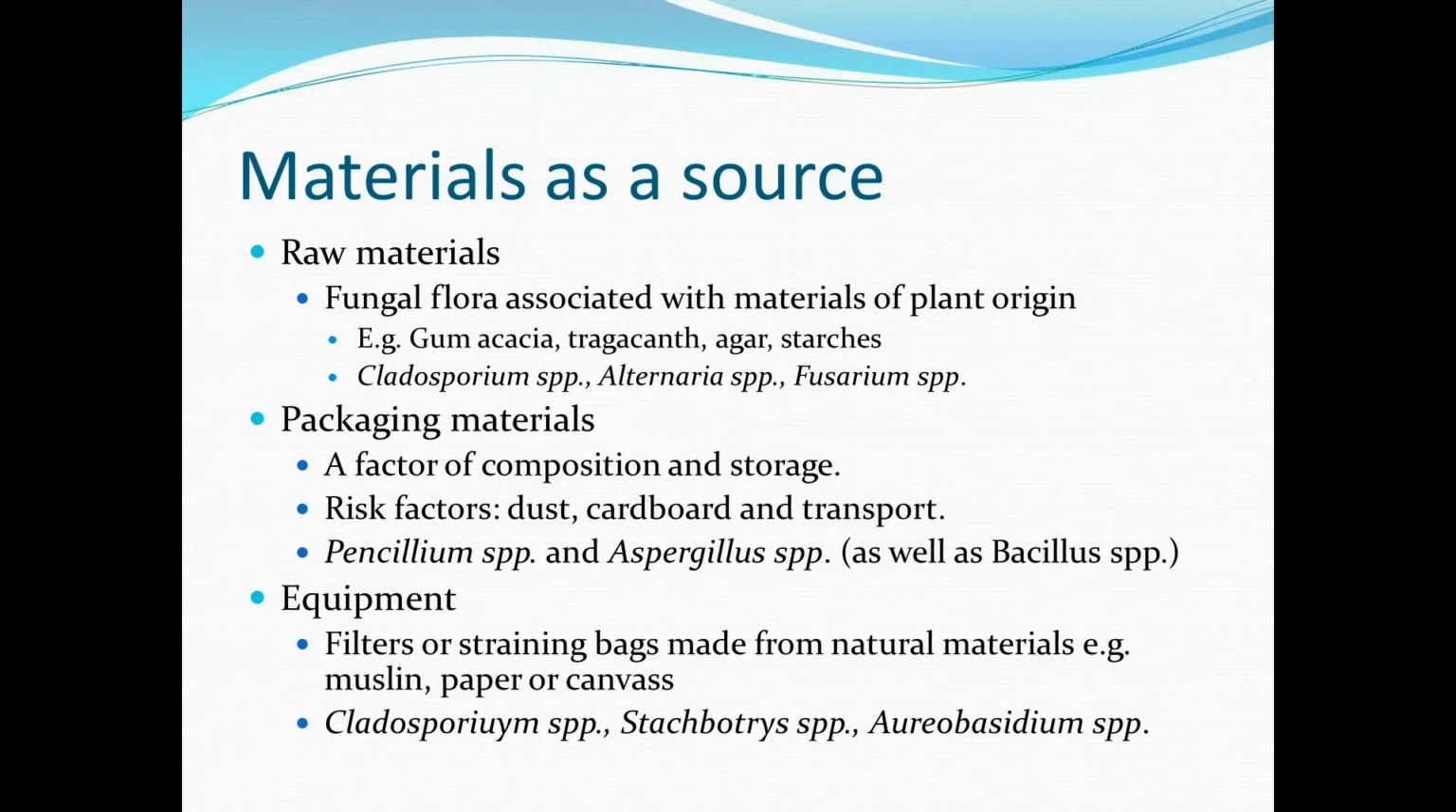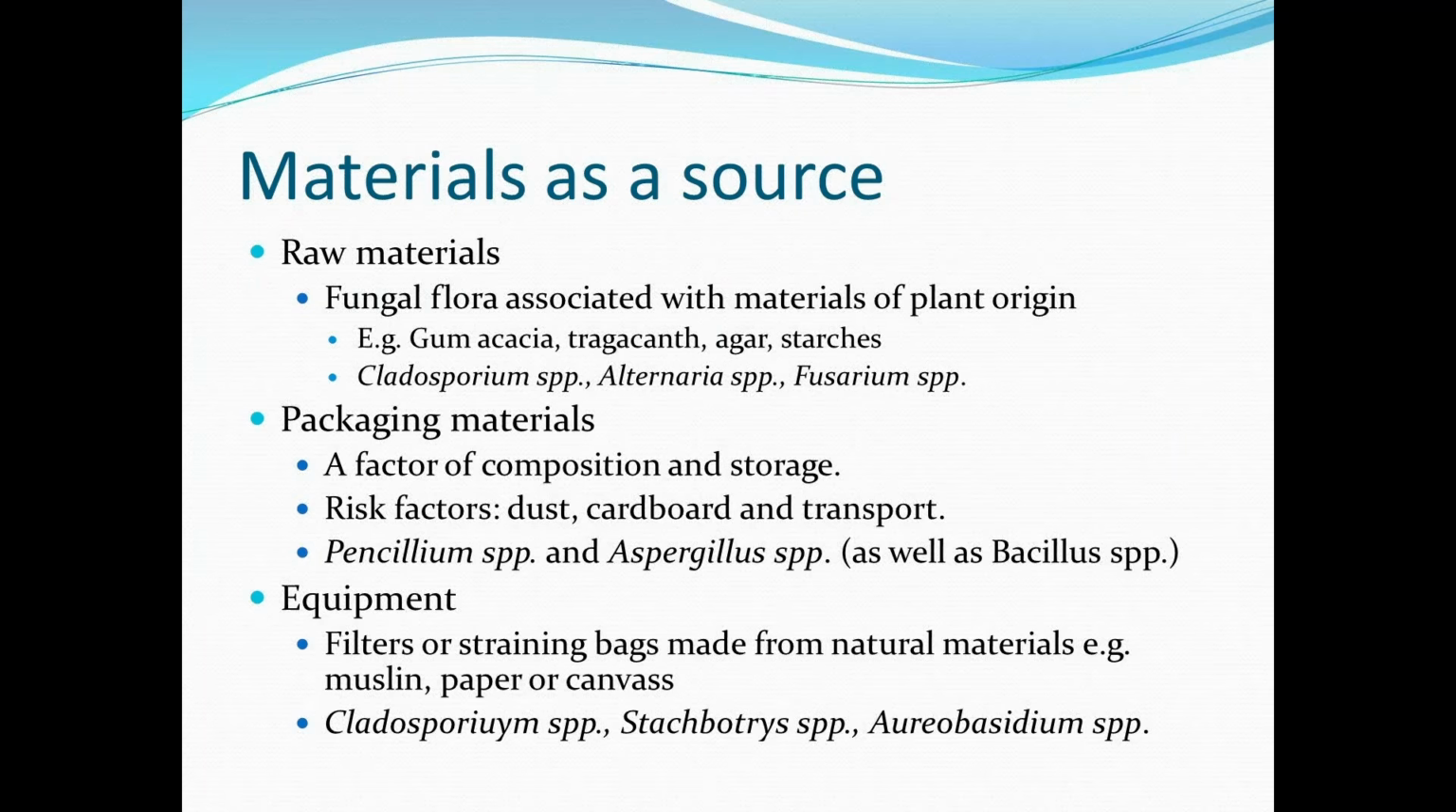Okay, so now looking at other sources. Raw materials can sometimes carry fungal spores, and fungal flora are more likely to be associated with incoming raw materials of plant origin, so things like gums, agars and starches. And here Cladosporium, Alternaria and Fusarium have been most closely associated with raw materials of vegetative origin.